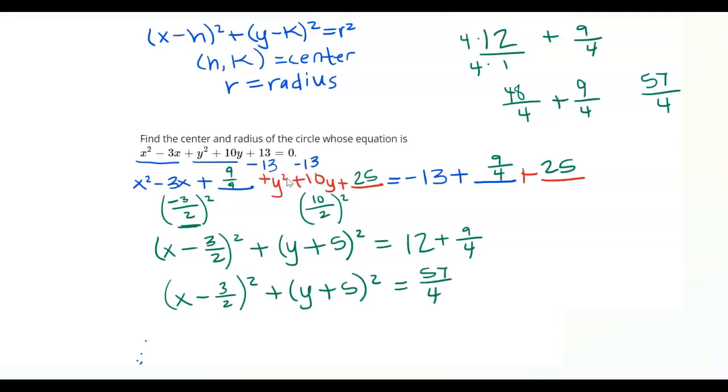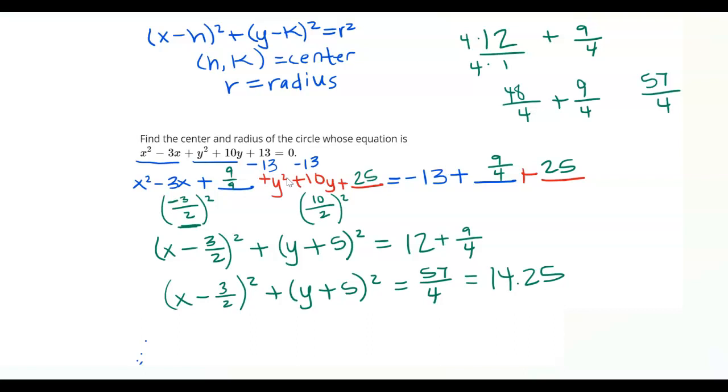You could also put that as a decimal, 14.25, because the problem doesn't say whether it should be a decimal or a fraction. It doesn't matter, you would get full credit for either one.